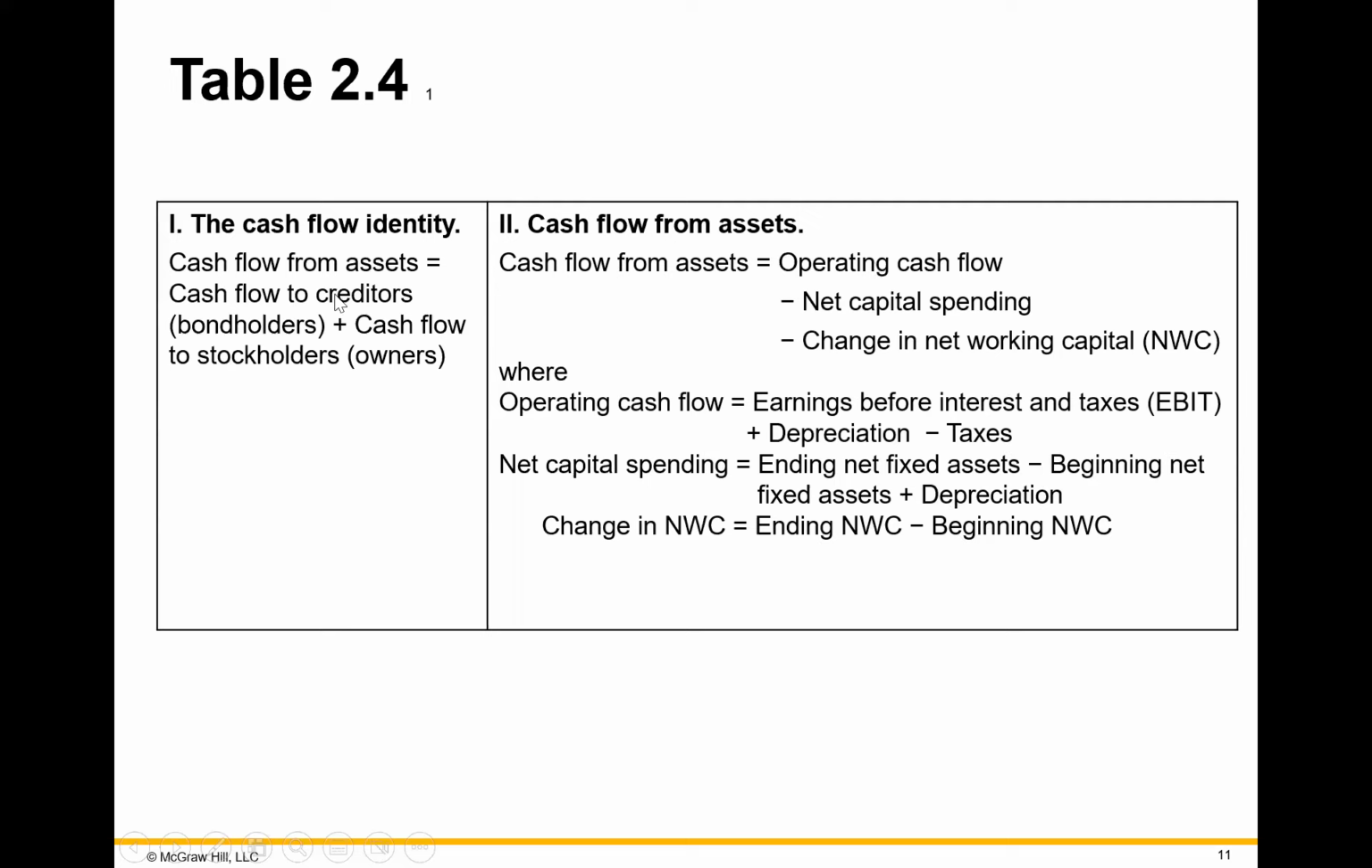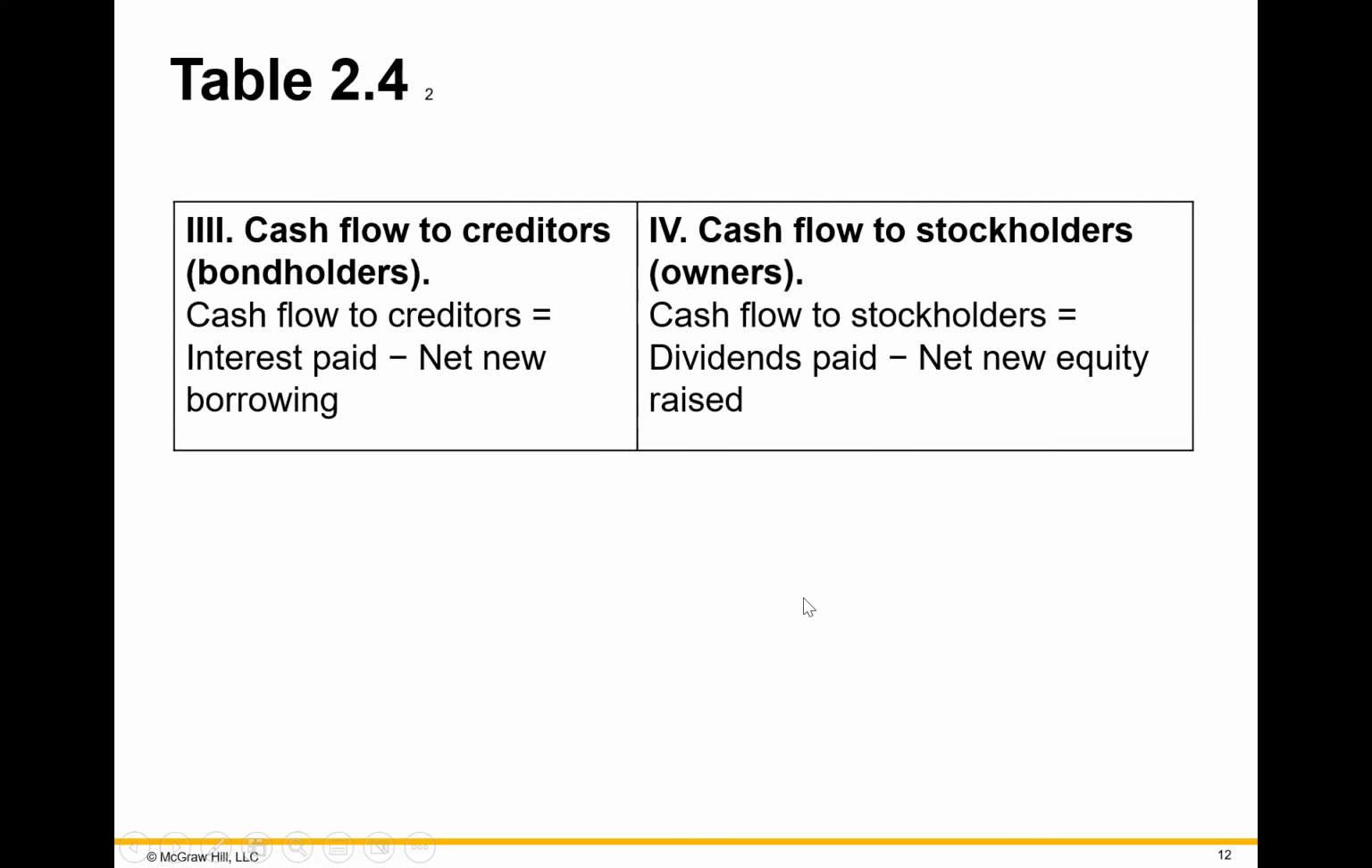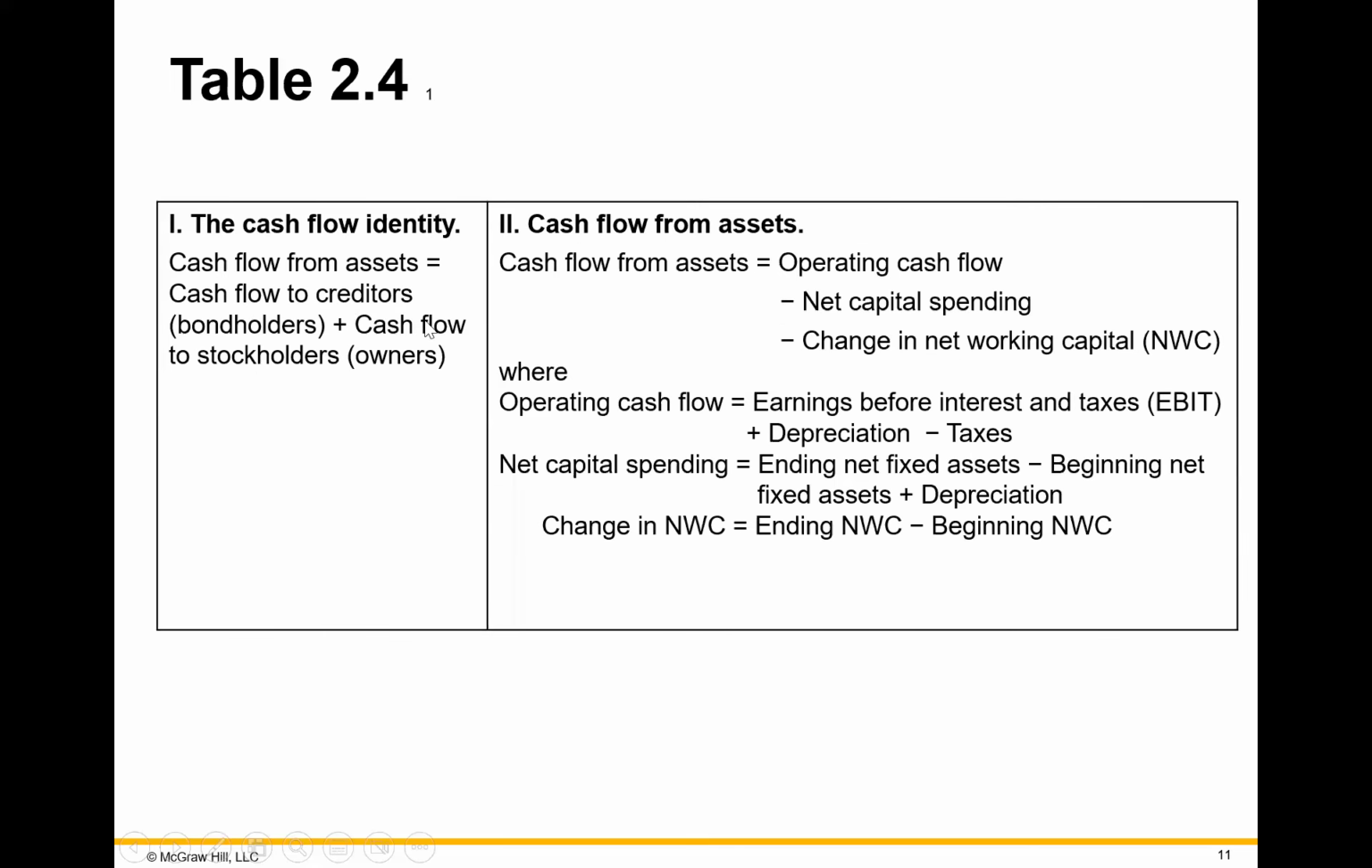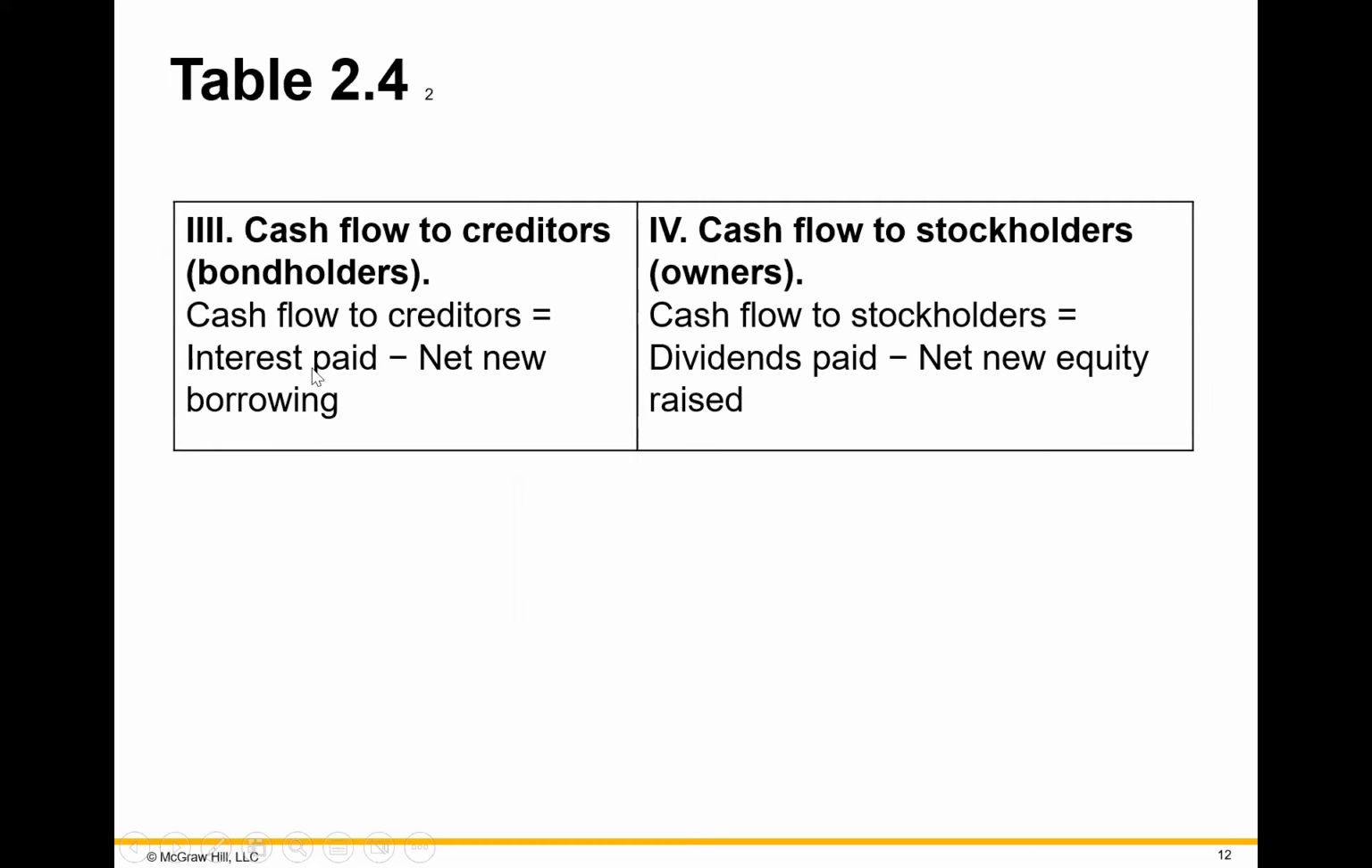Same goes with this one here on the left. Cash flow to creditors, that's the bondholders, plus cash flow to stockholders. If they give you these two pieces of information, you can get there. If they give you other pieces of information that you can use to calculate these, then you can build them and then get there. This will be an example. The cash flow to creditors. Let's say they didn't give you that, right? So let's say they don't give you cash flow to creditors and they don't give you cash flow to stockholders, but they do give you interest paid, net new borrowing, and they do give you dividends paid, net new equity raised.